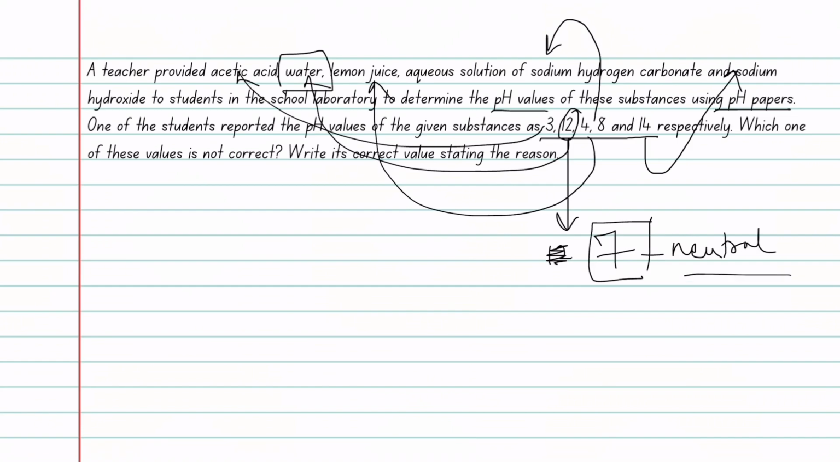Right? Acetic acid is an acid, so pH 3 makes sense. Lemon juice is also citric acid, so pH 4 makes sense. Aqueous solution of sodium hydrogen carbonate: sodium hydrogen carbonate is a base, weak base, but still a base. So a pH value of 8, which is greater than 7, also makes sense. Sodium hydroxide, strong base, pH value of 14 makes absolute sense.